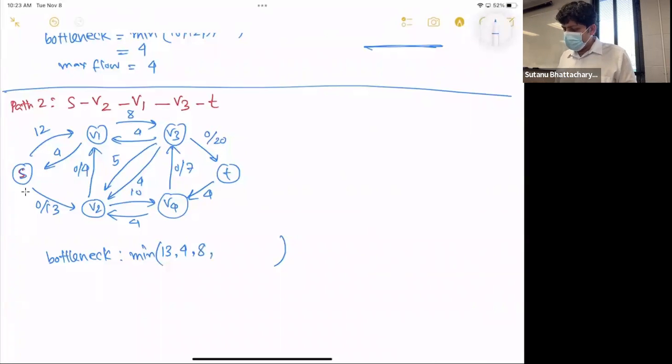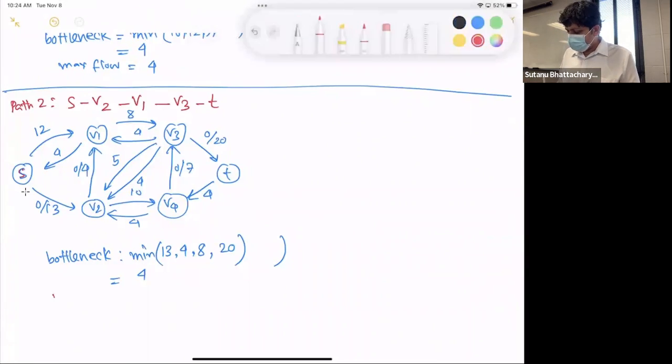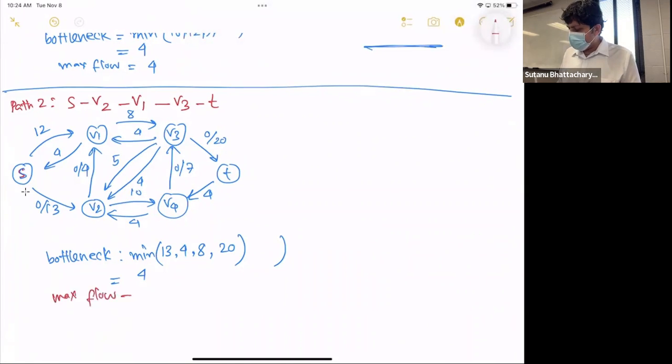Then V3 to T, 20. Yeah. So what is the minimum? 4. So this is bottleneck, right? So if we choose path 2, then bottleneck is 4. So what is my current max flow? So you need to modify max flow. Previously it was 4. Now 4 plus 4, that is 8. So my max flow becomes 8 at this point.